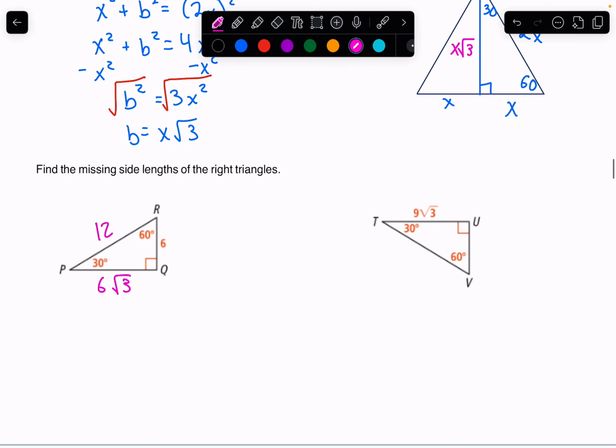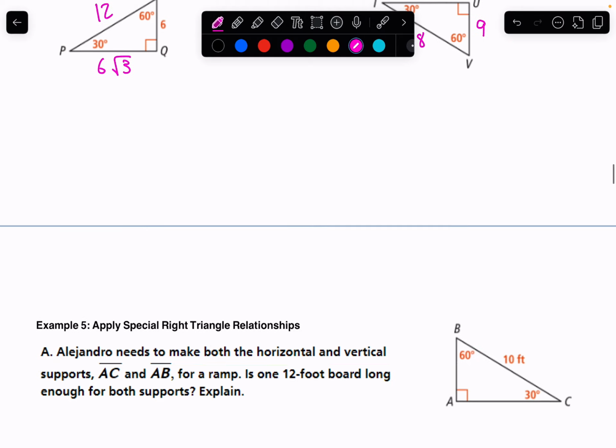For this next triangle, we have triangle TUV, and we know that the medium side is 9 root 3. That means that our short side is just the number in front of the square root of 3, that's 9. And our hypotenuse is our short side multiplied by 2, that's 18. So again, we only need to know one side of our right triangle in order to find the length of the other two sides. All right, we will do the rest of the examples here in the next video.